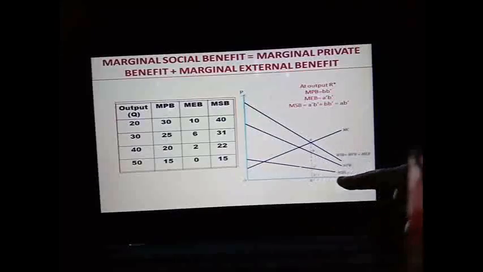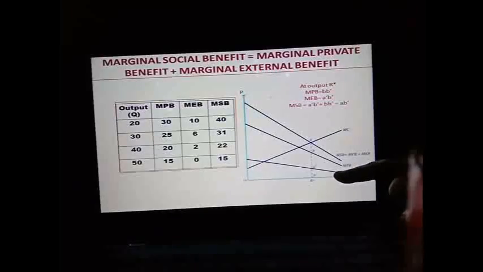And our marginal external benefit curve is also downward sloping, also due to the law of diminishing marginal utility. That benefit curve shows that when society receives some benefits, then for additional quantity, our benefit from each additional unit of output is also getting reduced.